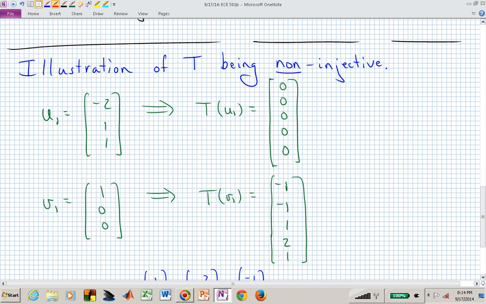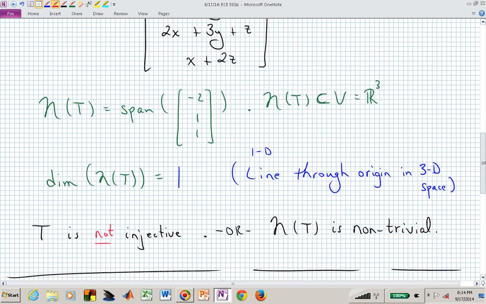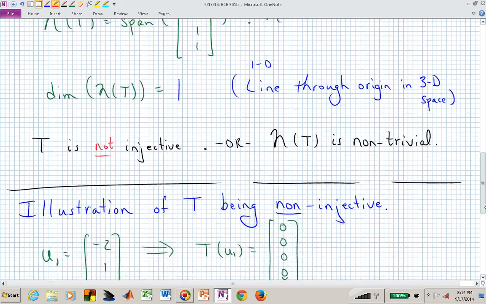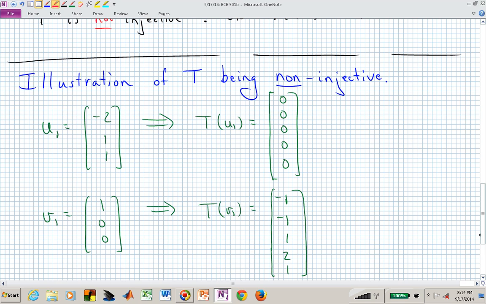Suppose now we map v1, which has 1 in the first coordinate and zeros in the second and third coordinate, or y and z are now 0. That particular vector maps into the vector in R5, where we look at this particular map and simply set x equal to 1, y to 0, and z to 0, and we'll see that we have minus 1, 1, 2, and 1 in each of the respective rows. That's what we obtain, minus 1, 1, 2, 1, if we map v1 through this linear map T.